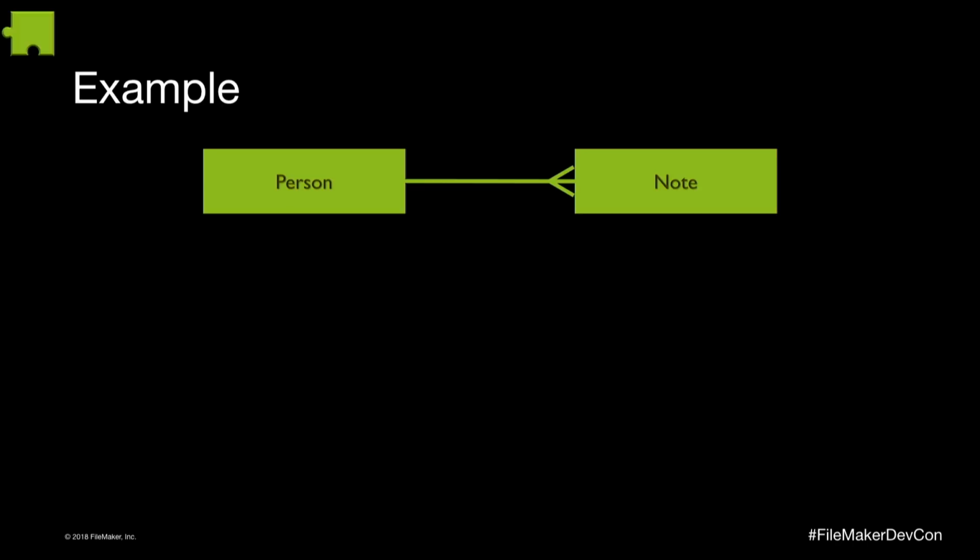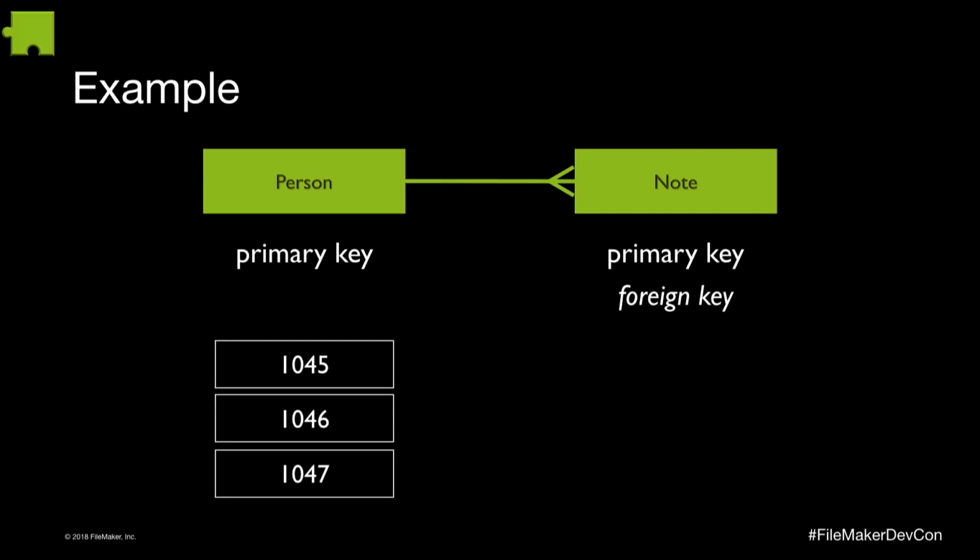So here's another example, a simple example of a person and a note. So we look at this from a data point of view and say that each of those tables will have a primary key that uniquely identifies records in those tables. There'll be a foreign key on the note end of the relationship, which will contain the number of the person that that note relates to.